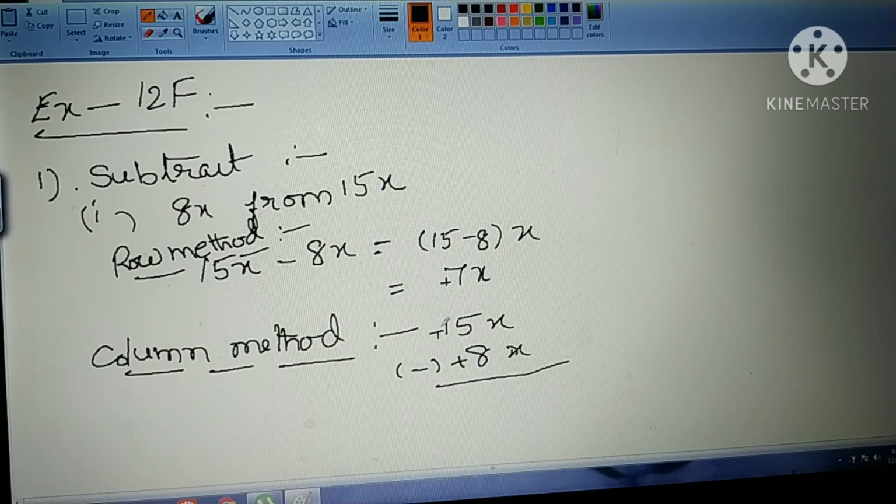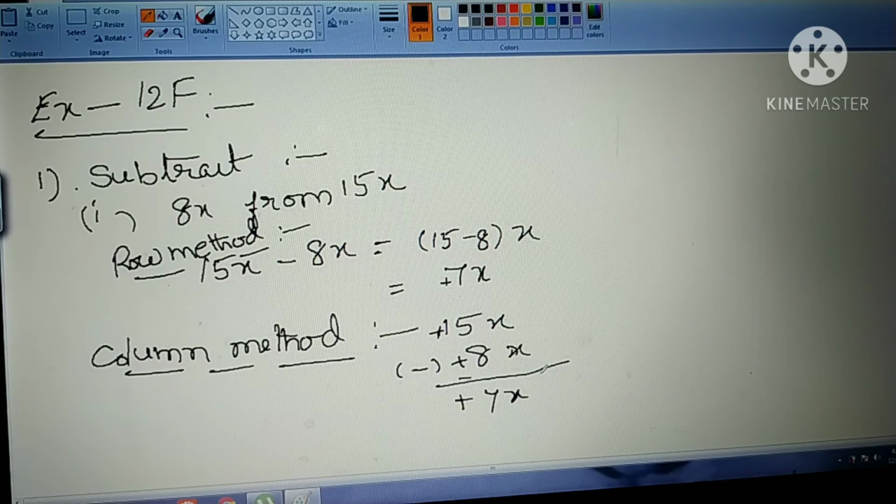Here also plus. So what we have learned: for the last algebraic expression we have to change the signs. So we have to change the signs of each and every term of the last expression. For subtraction only, not for the addition. Only for subtraction you have to change the signs of the last expression. Okay, here you have plus, so it will become minus. Now see, 15 minus 8, how much? So 15. What is the sign here? The bigger number's sign you will get here. So plus you get here. 15 minus 8, 7x.